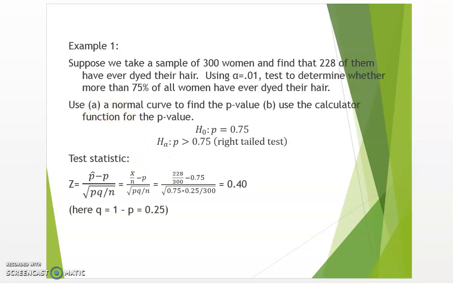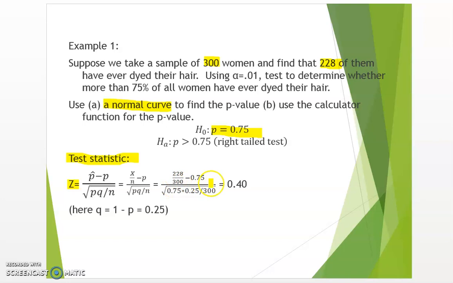If I want to use the normal curve, we need to first calculate the z. So z is the test stat here. z would be p hat minus p divided by the square root of pq over n. P hat will be x over n, the sample proportion. In this case, x would be 228. That's your x. N would be 300 as we have seen. And the p will just be 0.75.